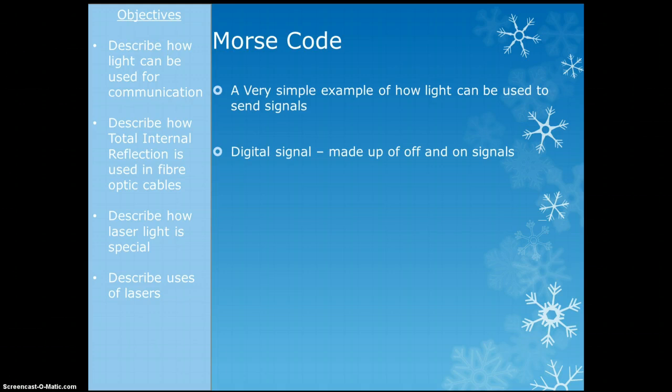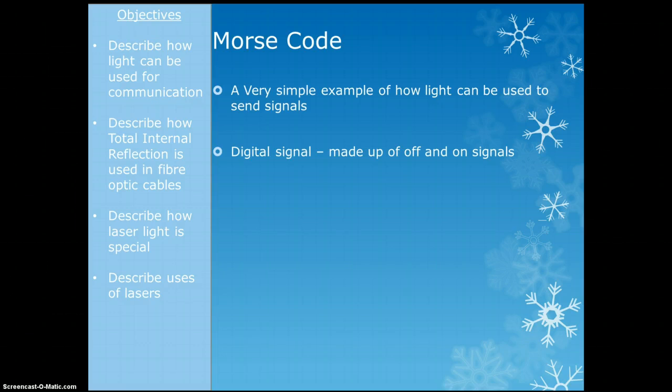Now this is a really nice example because it's an example of a digital code, because when we're sending information, all we're sending is on or off. So the light is either shining or it isn't. That makes it digital. It only has those two settings. There's nothing in between. It's all or nothing. And that's what we mean when we're talking about digital signals.